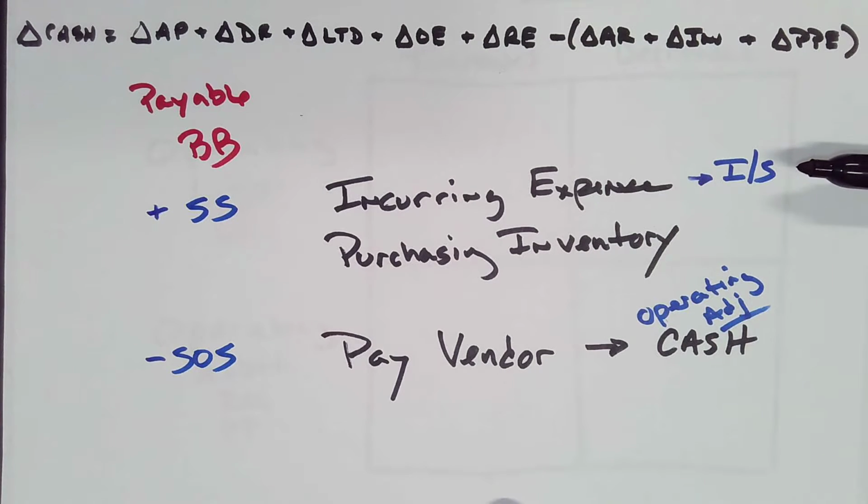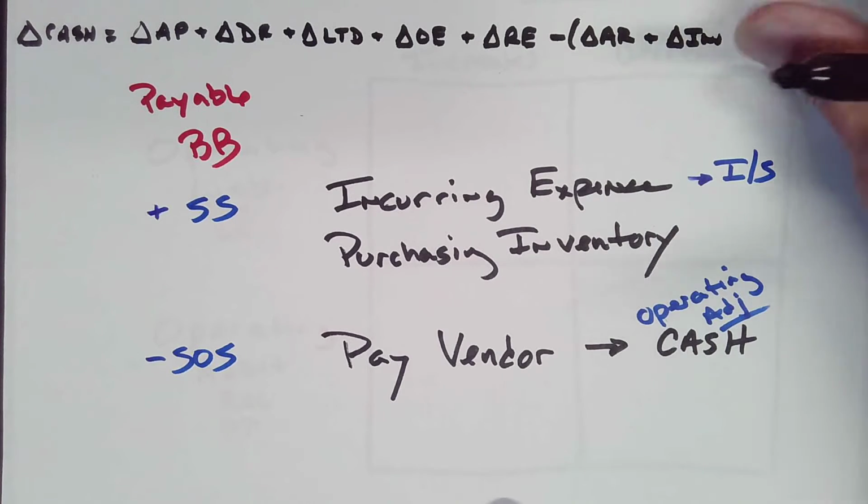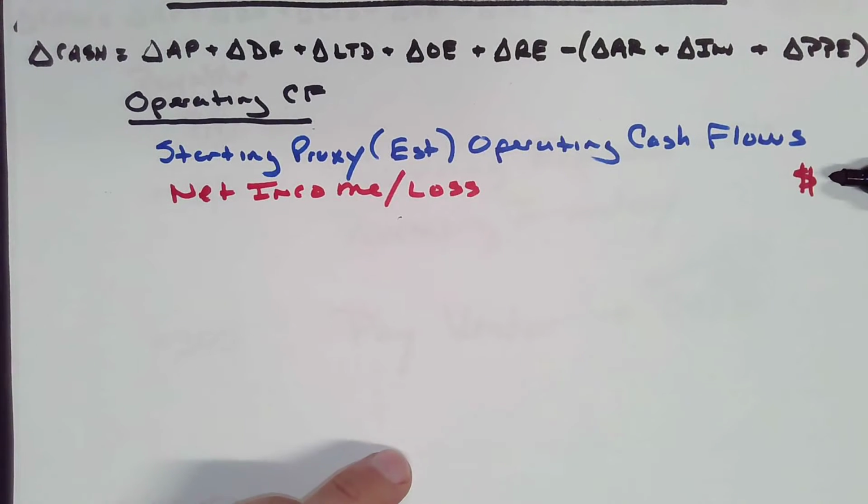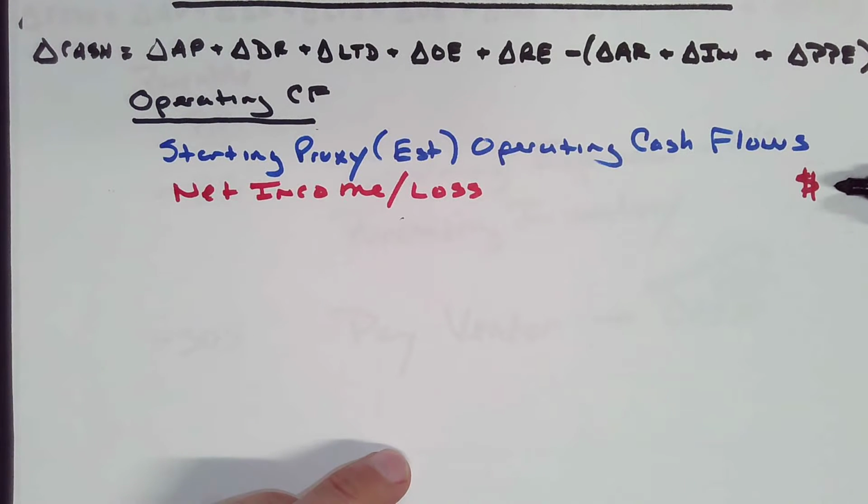Well, I have more expense, or I purchased more inventory than I've paid my vendors. And so the assumption is that all of that increase is going into expense, and it's going into the income statement. But I haven't paid cash for that increase in the payable. But in net income, in my proxy, there's a higher expense here that's not related to cash.